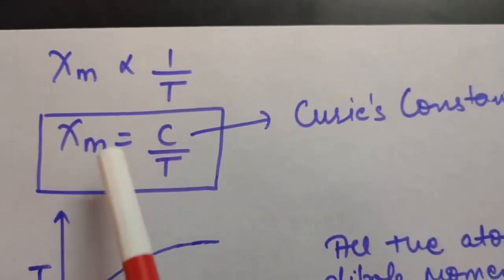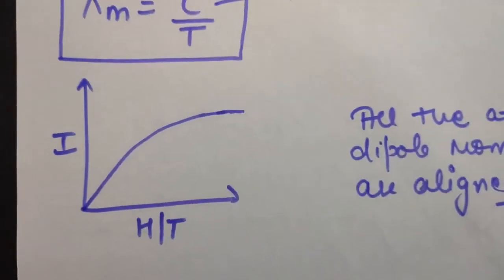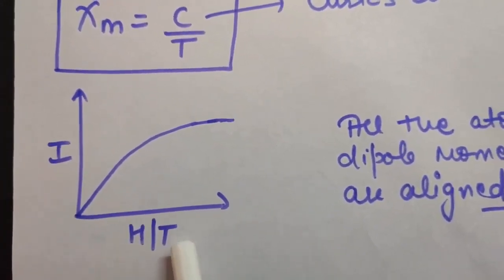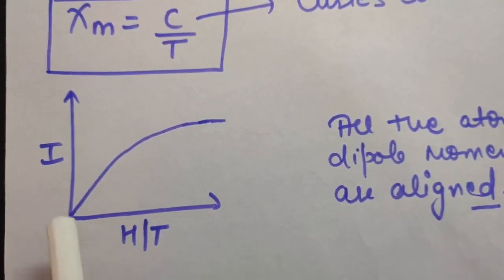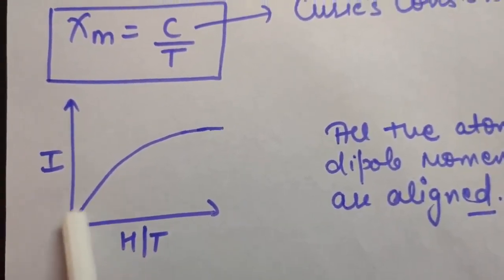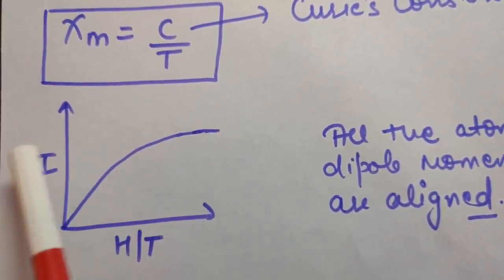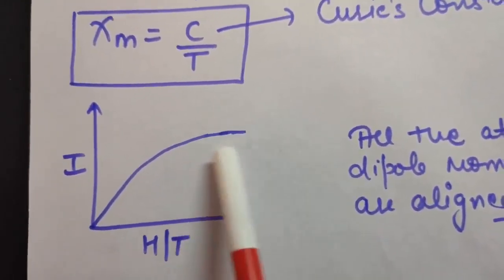Okay, so from here it is proved that chi m is inversely proportional to temperature. Okay? So from this Curie's law, if I plot a graph between I and h by t, as we have just proved that I is directly proportional to h by t, so as you increase this value, I will go on increasing. But as you can see here, this intensity of magnetization has become constant. So what is the reason for this constancy?